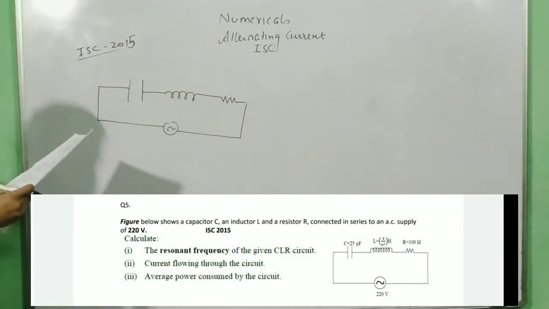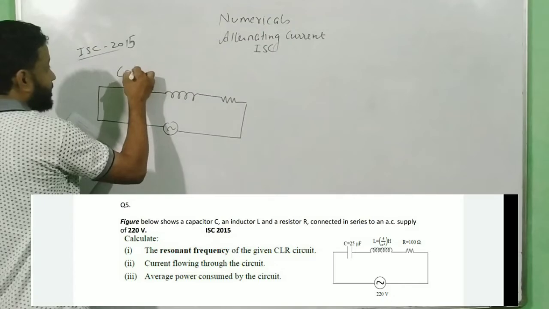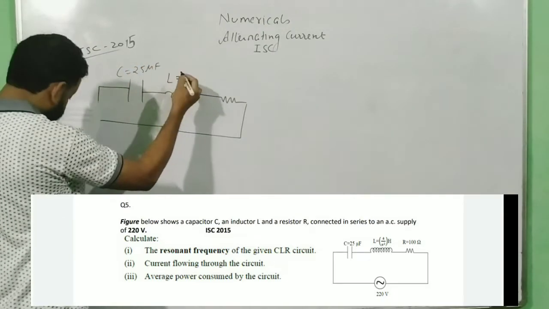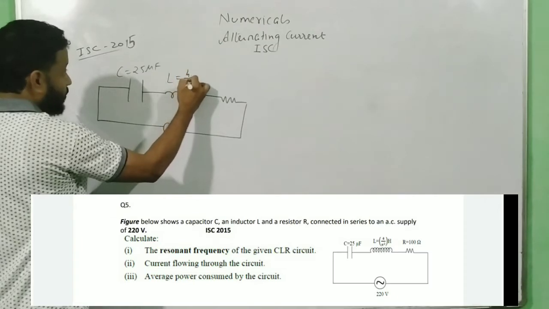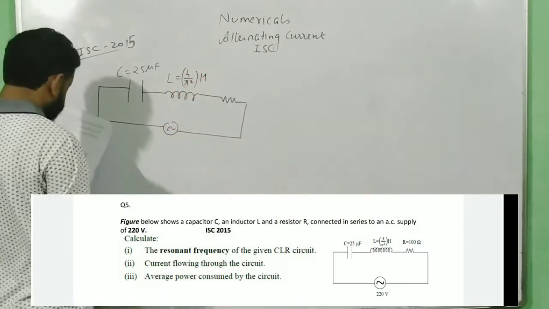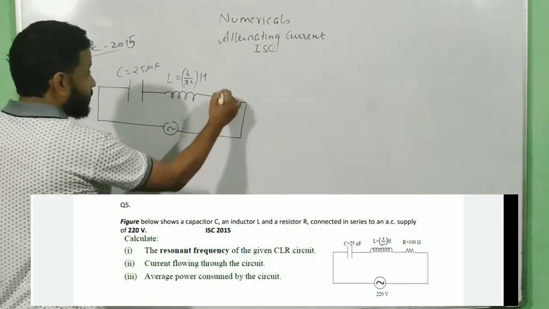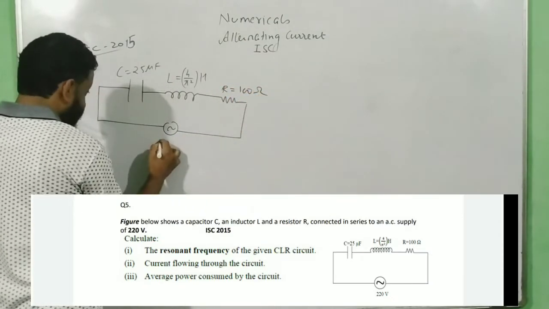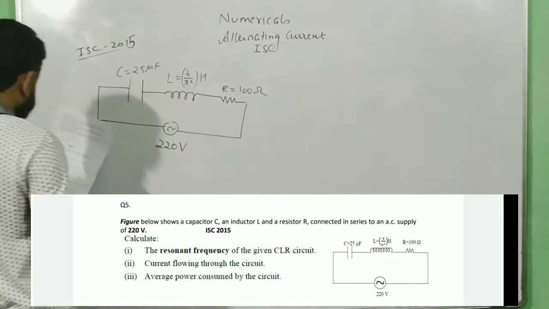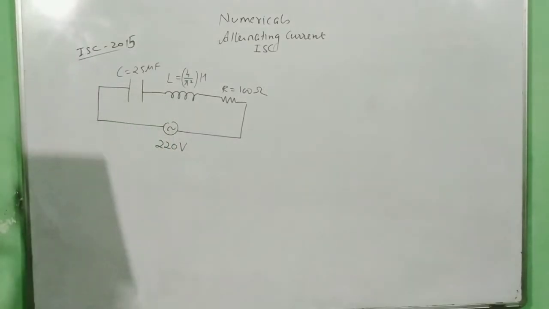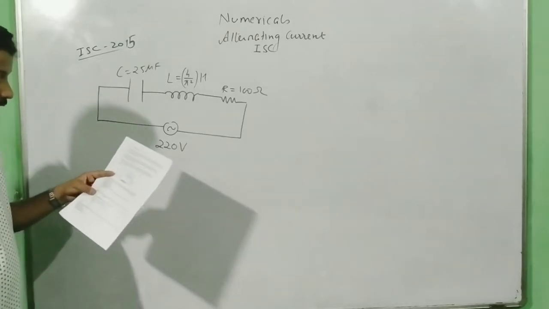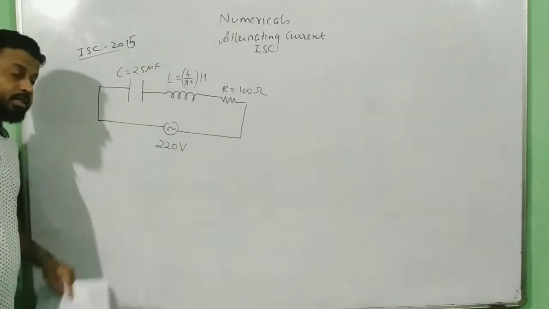So you have a capacitance of 25 microfarad, an inductor of L equal to 4 by pi square Henry, and your R is equal to 100 ohm. The supplied voltage is 220 volt. The first question they are asking is the resonance frequency of the given LCR circuit.